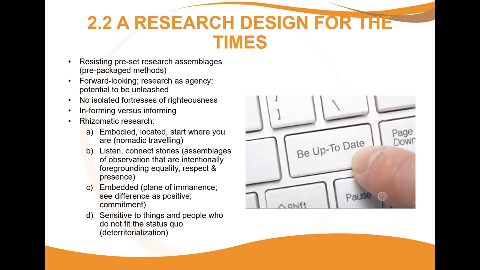Now, can you see, if we just keep on doing research in the same way, we are searching like this man just under where the lamplight is and not in the darker corners where the light hasn't been shone for a while. So a research design for our time is forward-looking. It sees research as agency and a potential to be unleashed.